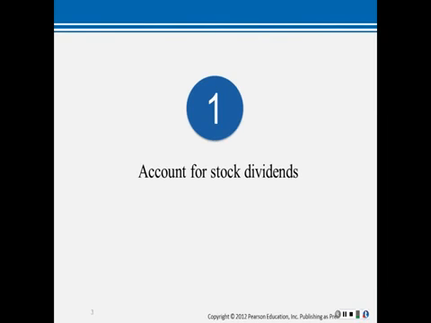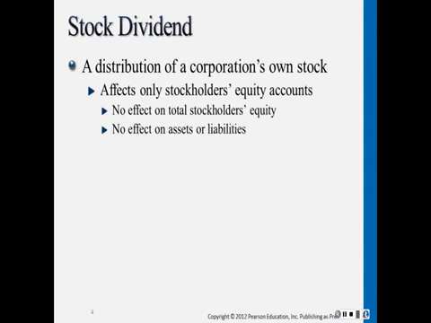The first learning objective is to account for stock dividends. A stock dividend is a distribution of a corporation's own stock to its shareholders. Unlike cash dividends, stock dividends do not give any assets to the shareholders. Stock dividends affect only shareholders' equity, including retained earnings and common stock. They have no effect on total stockholders' equity, and they have no effect on assets or liabilities.